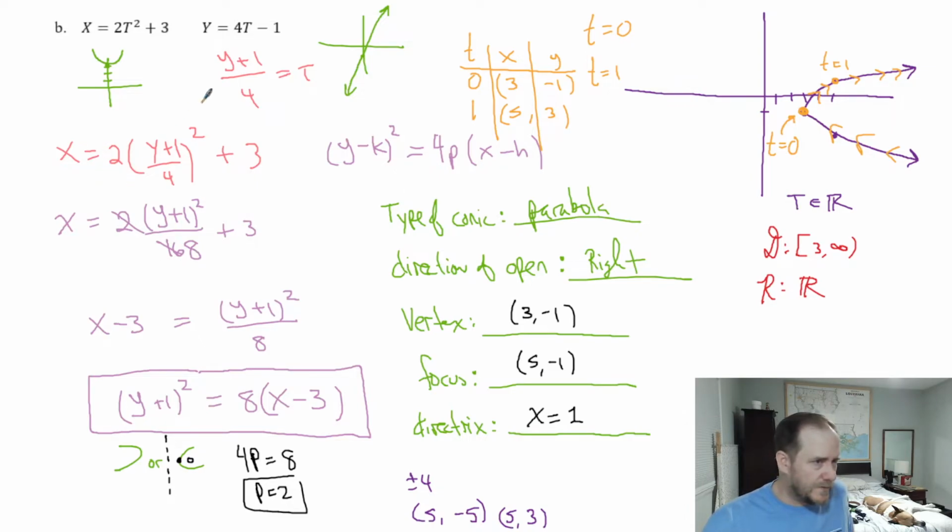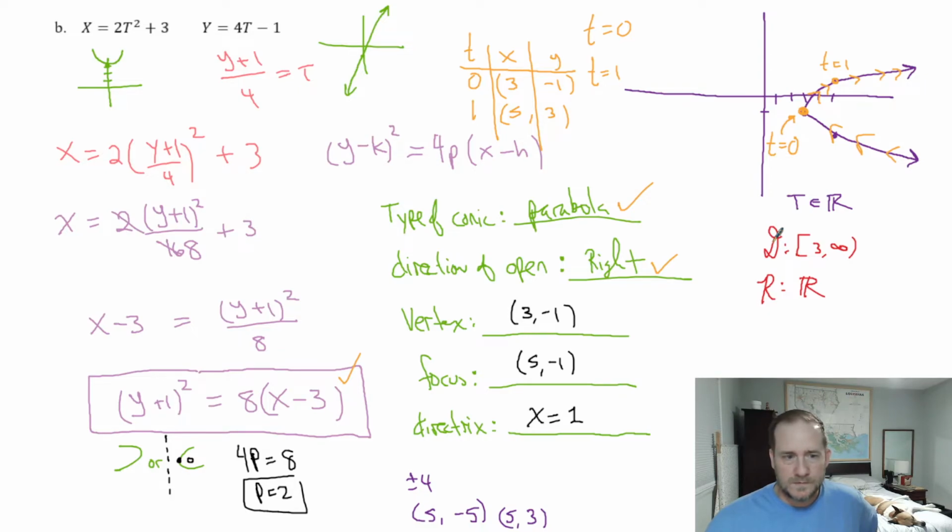So what did we do? We eliminated the parameter to get into rectangular mode. We identified the conic as a parabola. We identified the direction that it opens as opening to the right. We used this form of the rectangular equation to come up with the vertex, the focus, the directrix. We drew a sketch. We can make a table of values if we need to. We can consider the effect of the interval of t values on our domain and range. Can you do all that? You guys need to be able to do all that.